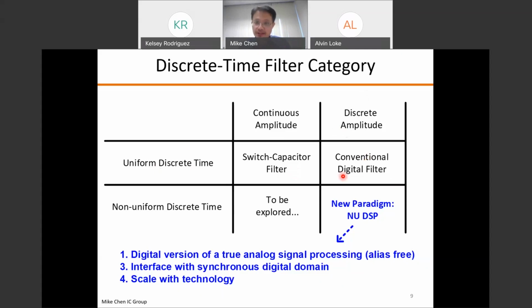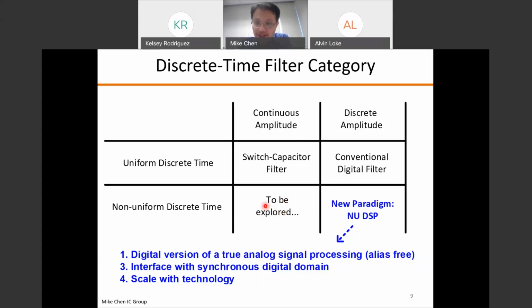Our digital filter has a discrete amplitude and also uniform discrete time. Okay, so again, that's another thing that has been popularly used and adopted. And the third quadrant, it's possible that we do continuous amplitude and non-uniform discrete time. So this one, we're still working on it. We still haven't quite 100% figured out how we can do that.